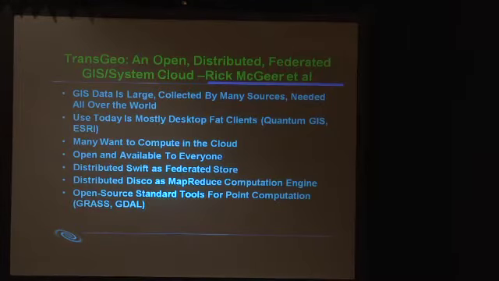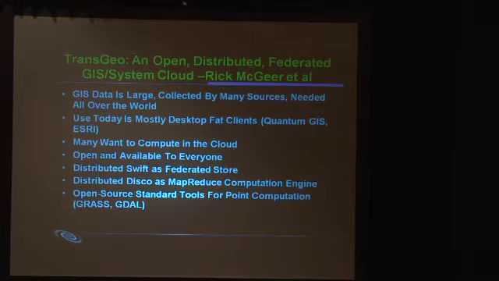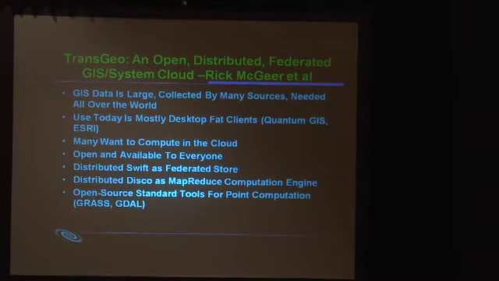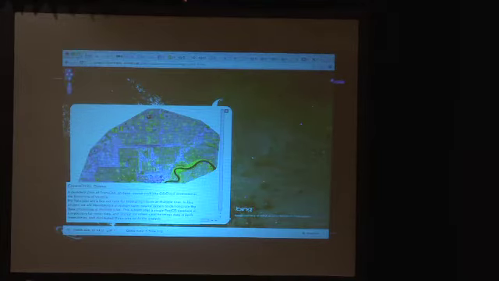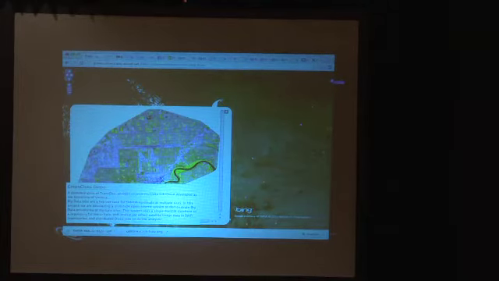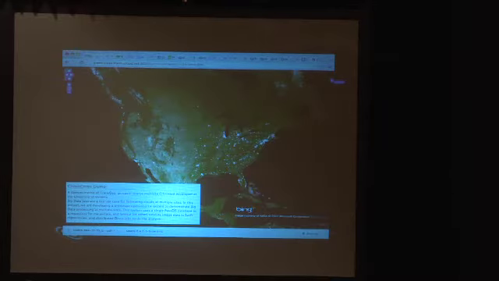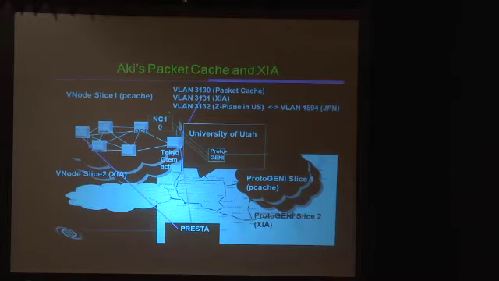Also, we're working with Rick McGeer on TransCloud, and he showed yesterday at the demonstrations TransGeo, which is an open distributed federated GIS system. And it's a very clever capability, and one of the things he's doing is measuring the greenness of cities. We're working with Aki and his packet caching.